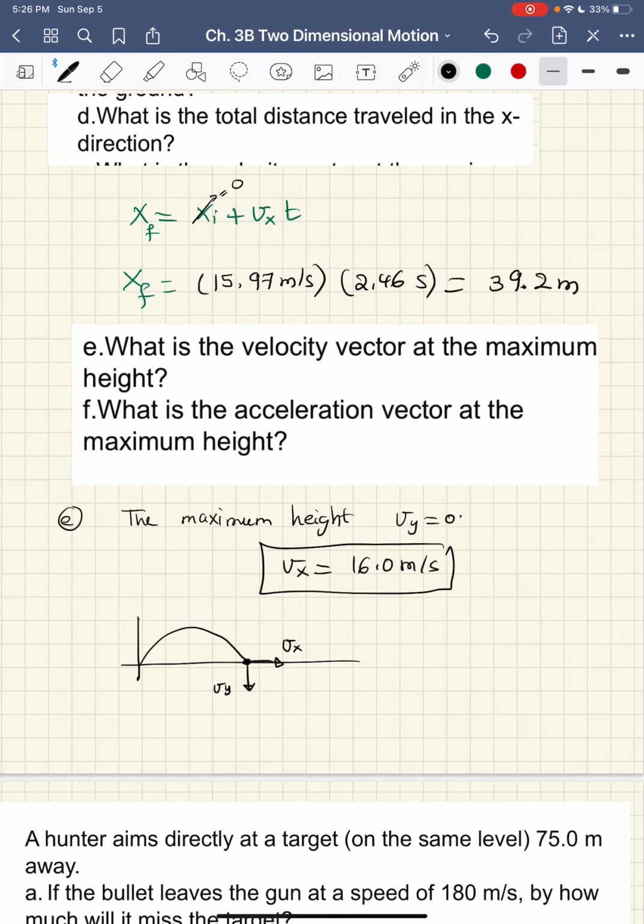Another thing that they ask about in F is what is the acceleration vector at the maximum height? Of course, it is ay equals negative 9.8. Some of the students are going to think that it's going to be 0, and that is not true. I hope that this is going to give you more understanding of that motion.